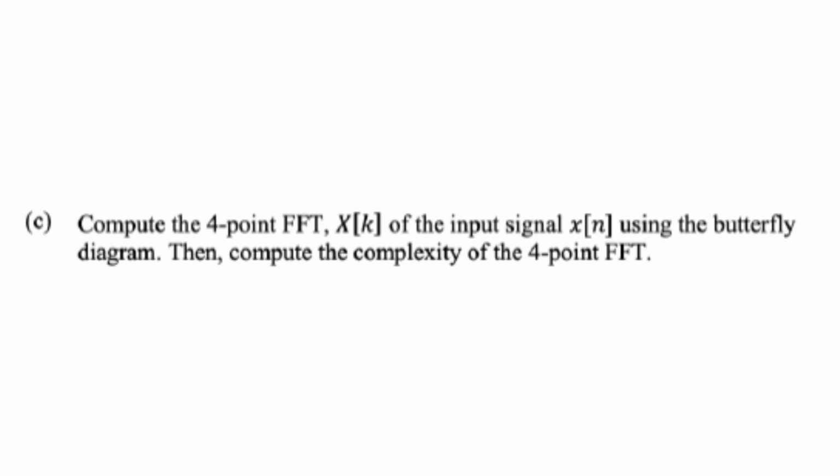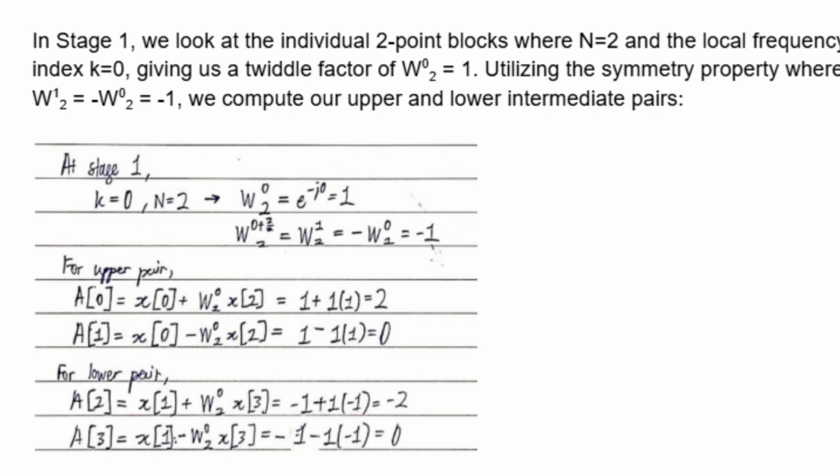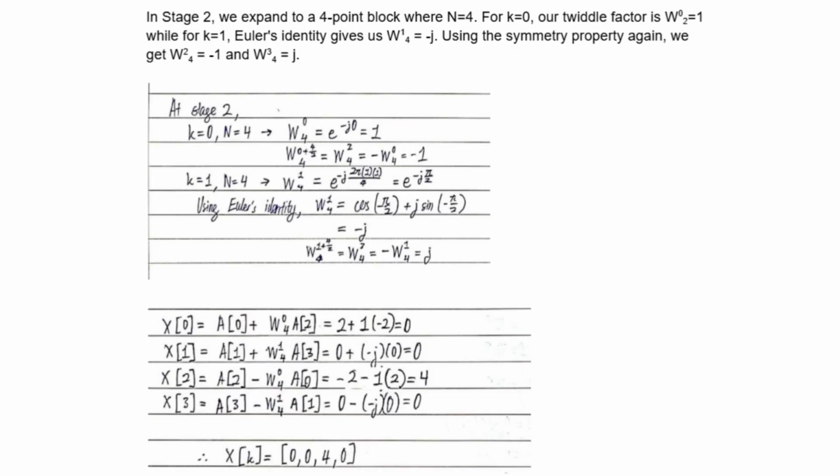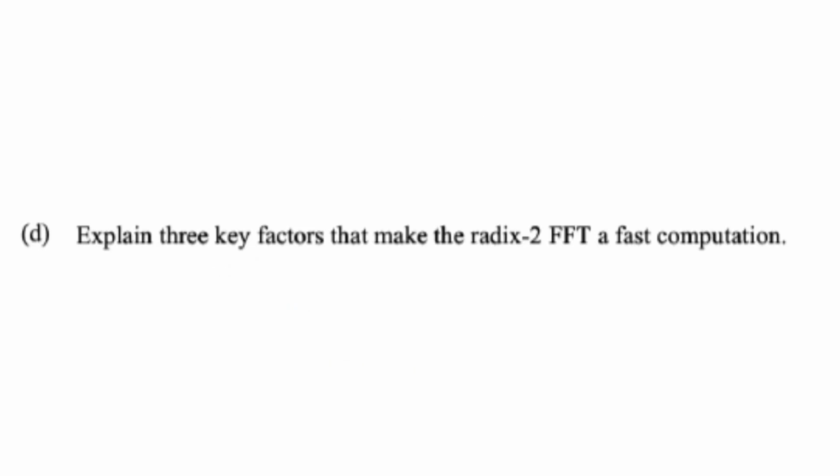For question C, we compute the 4-point FFT using the radix-2 butterfly diagram. The input sequence is first arranged in bit reverse order, which is x0, x2, and then x1, x3. Then processed through two butterfly stages. Stage 1 performs 2-point butterflies, while Stage 2 combines the results using the appropriate twiddle factors, such as 1 and -j.